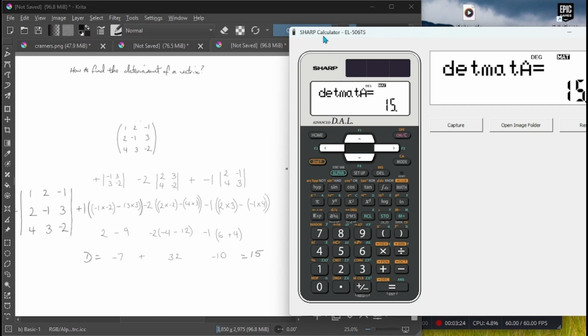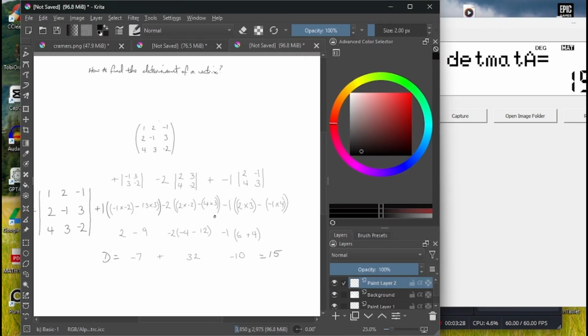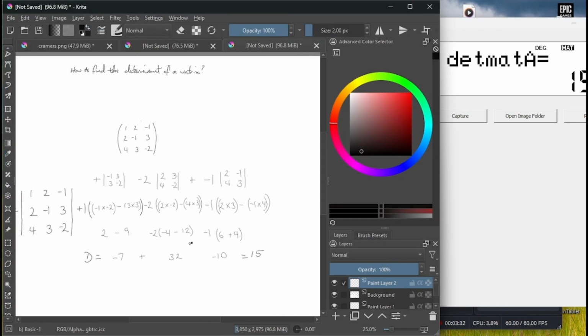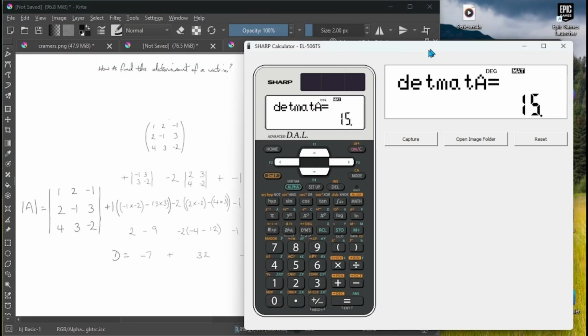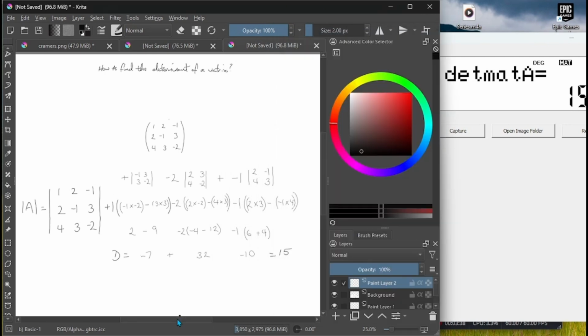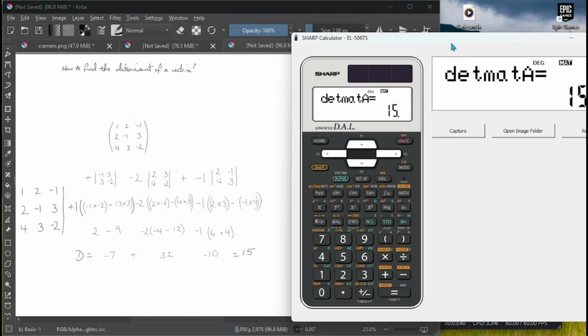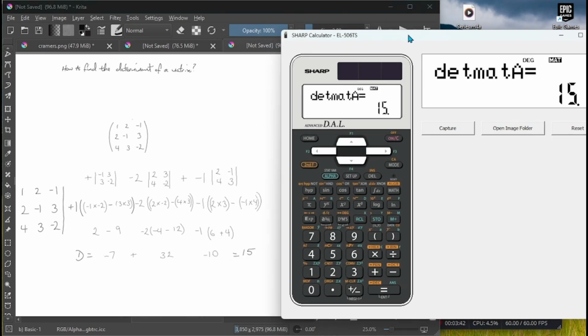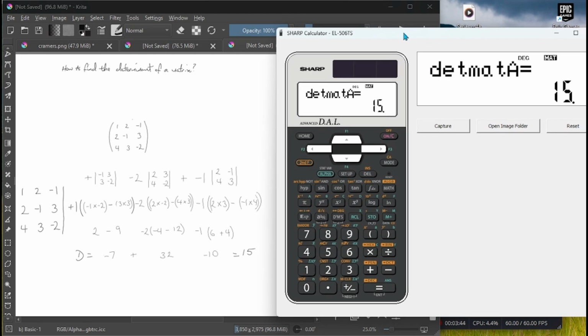And in the previous video, I showed you how we manually worked it out, and we end up getting 15. So this is just to show you that it works, and it could be very useful for you guys, and so on.